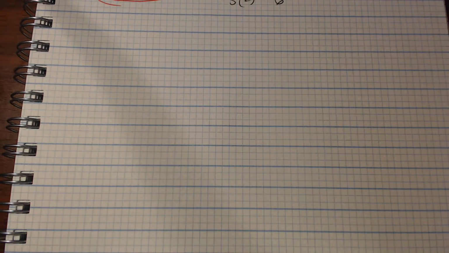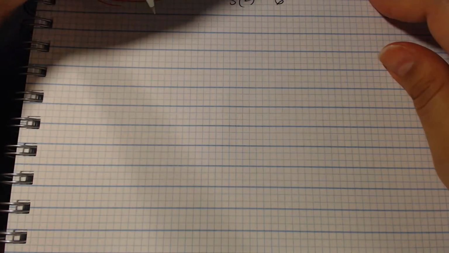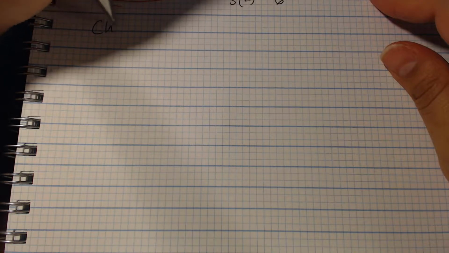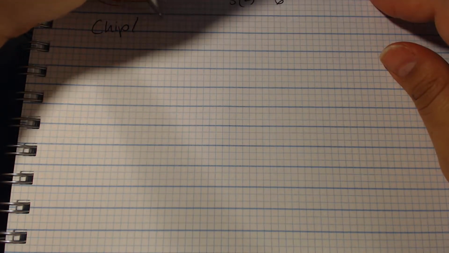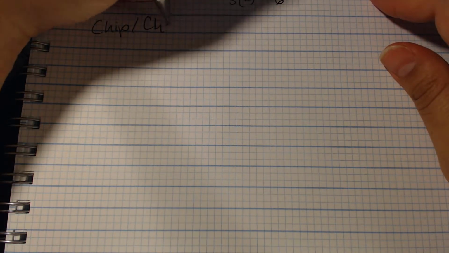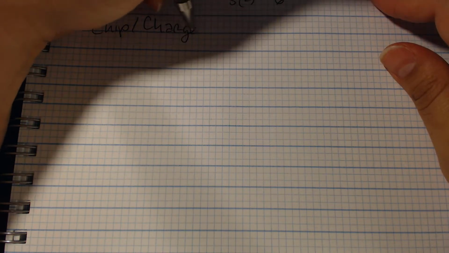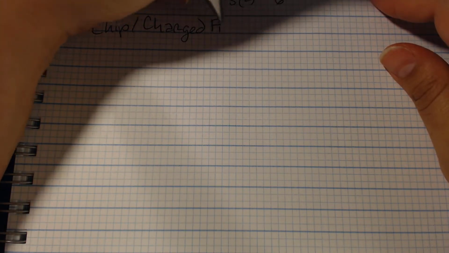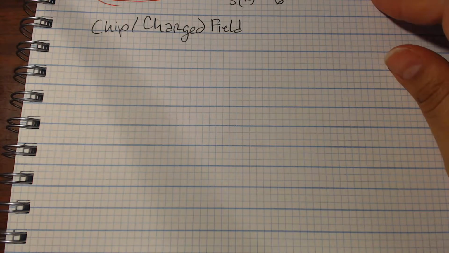Okay. Next model we're going to look at is the chip, which is basically the same thing as the charged field model. And I am sorry that there's a shadow here. Let me see if I can move the light just a little bit.